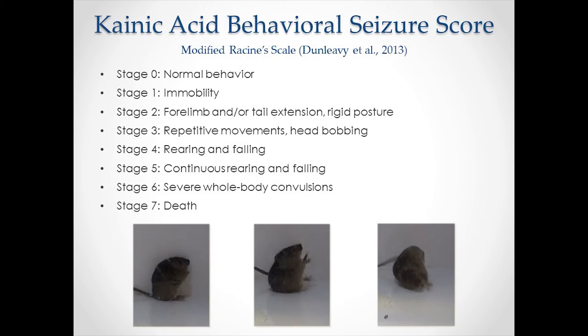So moving into the seizure data, I wanted to let you know how we actually scored the kainic acid seizures. We used a modified Racine scale going from stage 0 to stage 7. So you go through things like immobility, repetitive movements like head bobbing, rearing and falling, which is an example of the mice doing so here, rearing on their hind limbs and falling over. There can also be continuous rearing and falling, and then they can lose posture and have severe whole body convulsions and sometimes death.